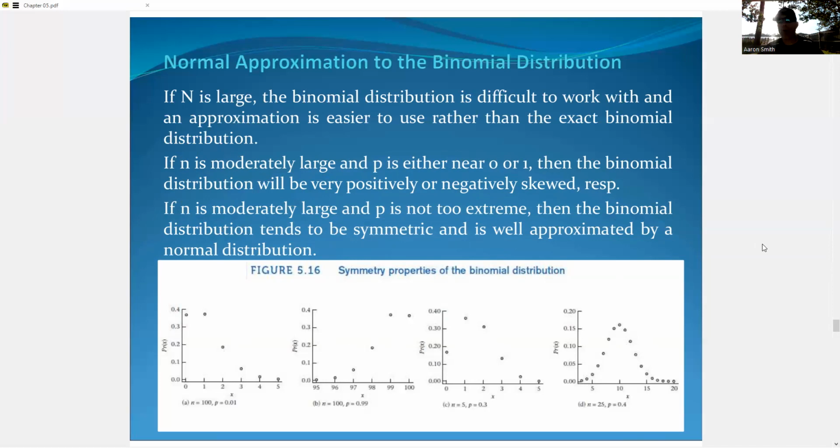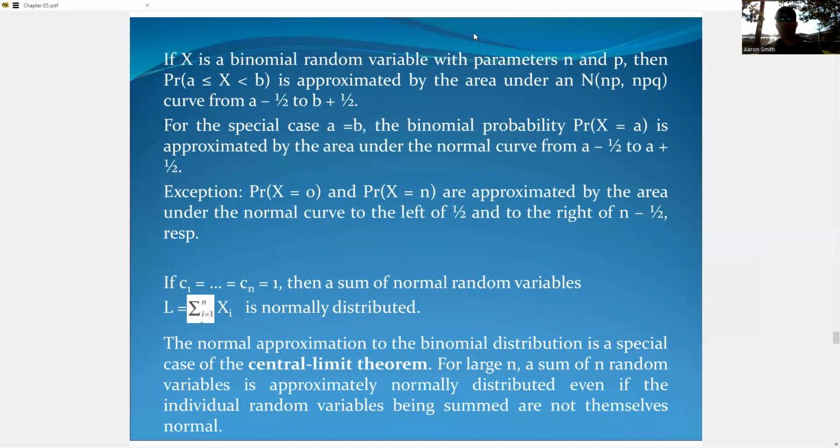So if I was to use the bell curve to approximate probabilities for these three distributions, it's going to be a worse approximation. If X is a binomial random variable with parameters n and p, then the probability that X is between A and B is approximated by the area under the normal curve, where I have the normal curve's population average be NP and the variance be N times P times Q. This is the expected value of the binomial distribution. This is the variance of the binomial distribution. And then I go A minus a half, B plus a half.